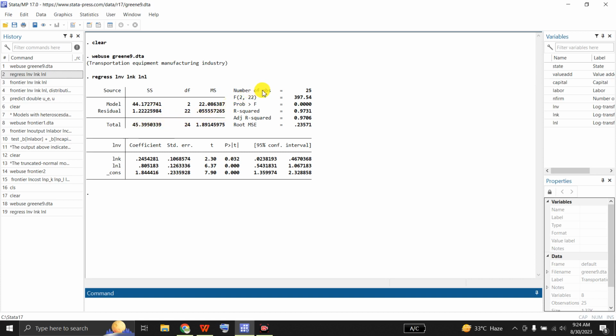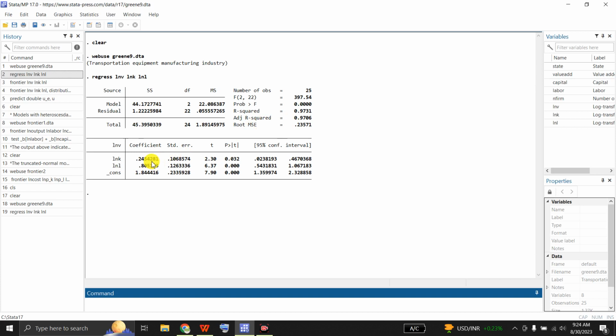And here we have model level statistics. The total number of observations is 25. This is the F statistic value. This is the p value of the F test, and this is the R squared value. This is the adjusted R squared value. This is the root mean square error of the residual.